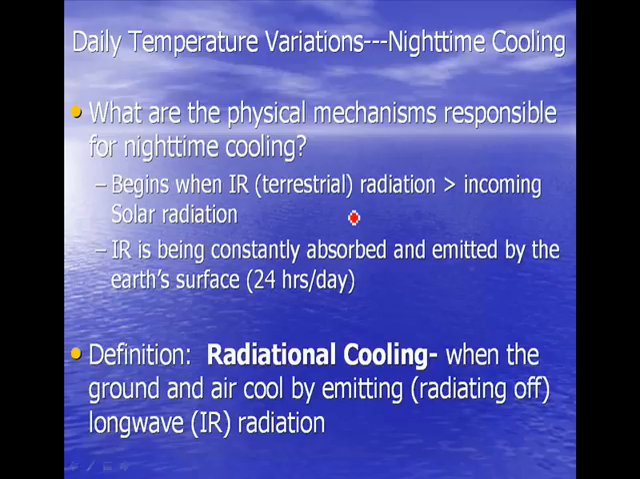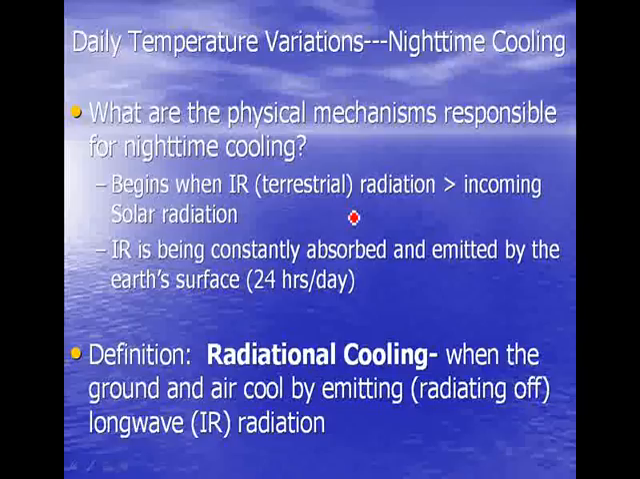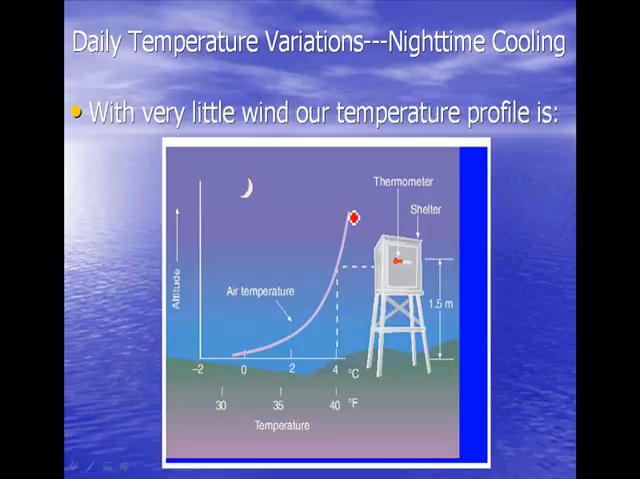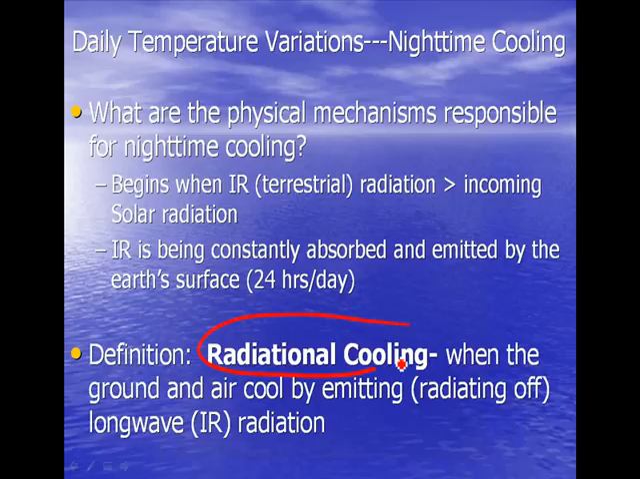Well, we know that when we have more energy leaving the system, in other words, when we have infrared or long-wave radiation leaving the Earth, more leaving than incoming, we will see temperatures cooling. Also keep in mind that infrared radiation is being constantly absorbed and emitted by the Earth's surface 24 hours per day. In most cases, we typically lose more infrared energy than we gain, thus we cool. Now, at this point, we can define this type of profile where temperature is increasing with height. We call this radiational cooling.